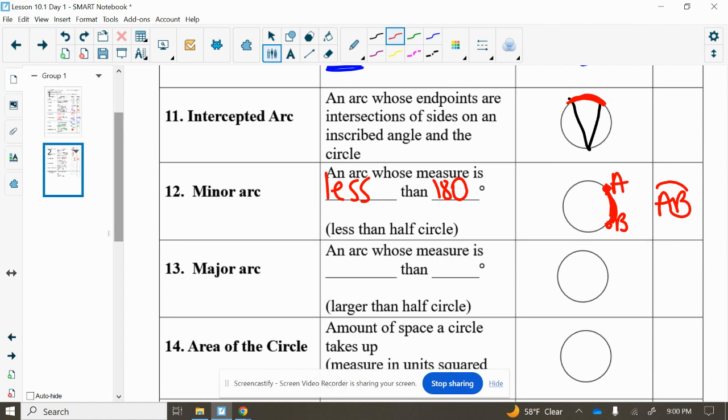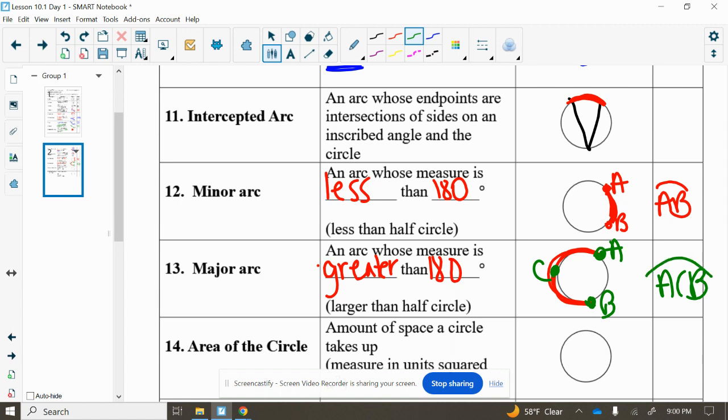Our major arcs are going to be our arcs whose measurements are greater than 180 degrees. So more than our semicircles, more than half the circle. We name these with 3 letters. Okay, so we have to have 3. So for instance, this one would be A, C, B. So we know we're talking about the major arc. So again, 3 letters on that.